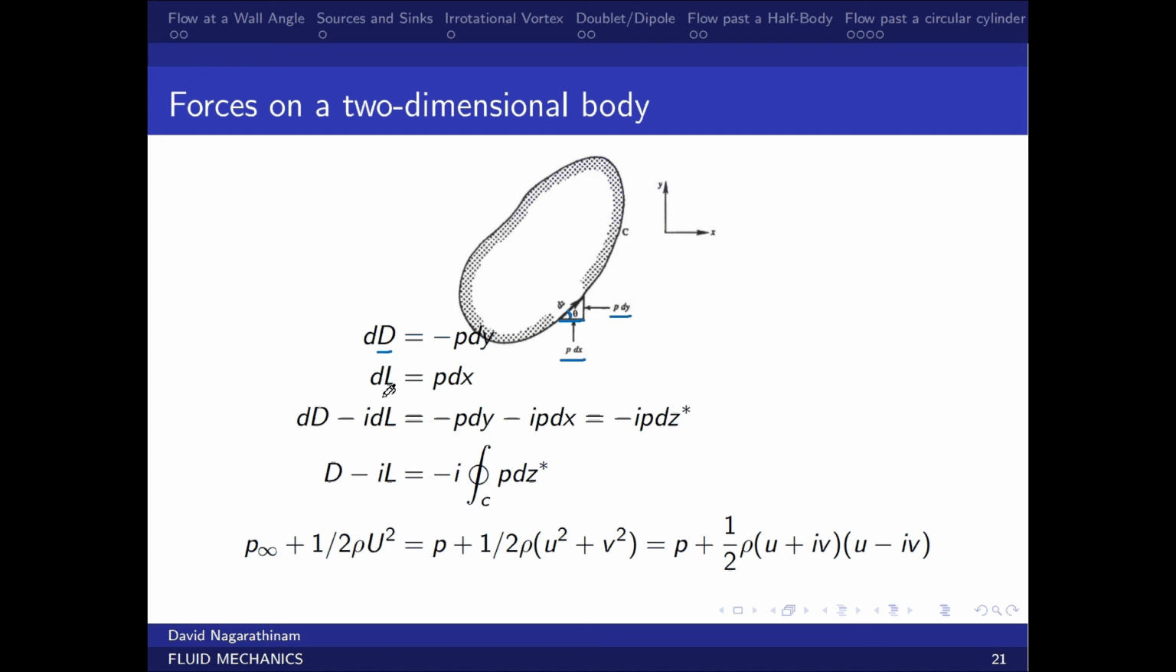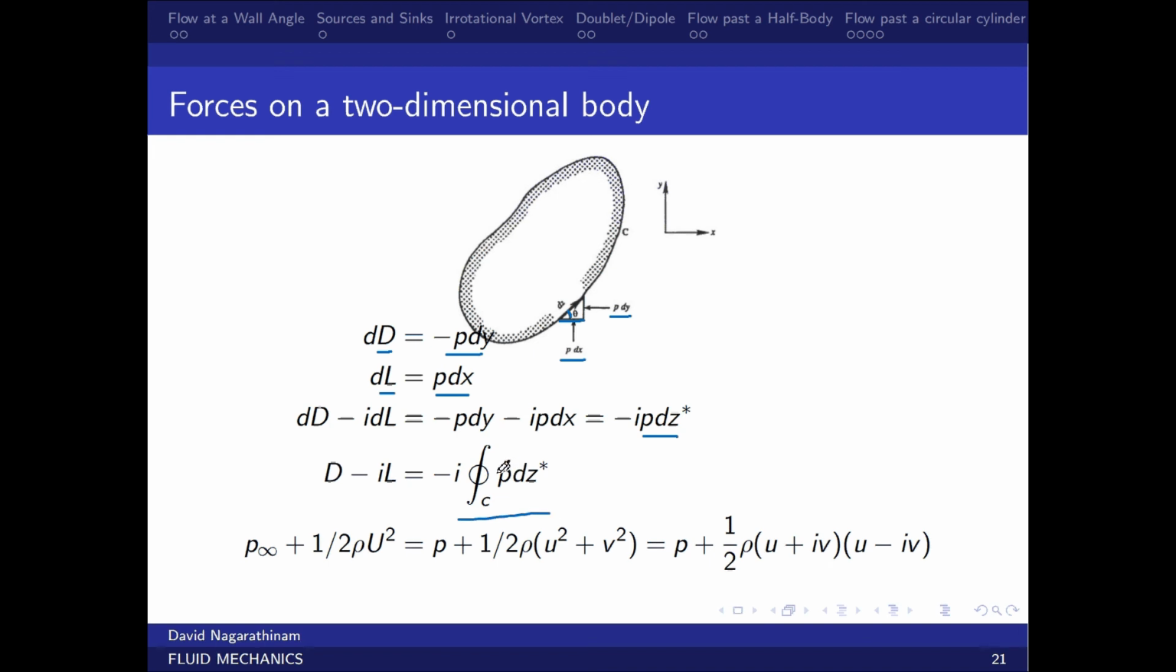Under such a scenario, the horizontal force, which is going to be called the drag force, and the vertical force, which is going to be called the lift force, are going to be given by minus P dy and P dx. Now, this can be represented in complex notation as minus i P dz star. dz star is the complex conjugate of the complex variable dz. Now, upon integrating both sides of the equation, we will have D minus iL being given by minus i closed integral of P dz star.